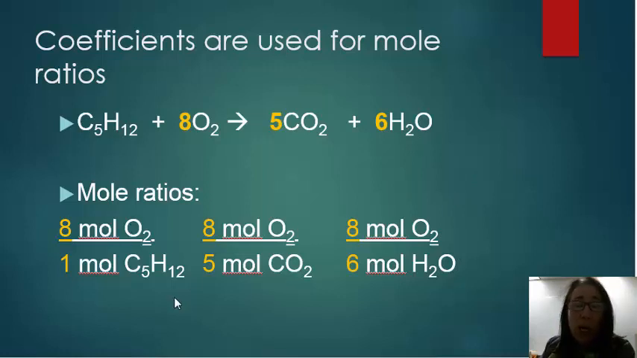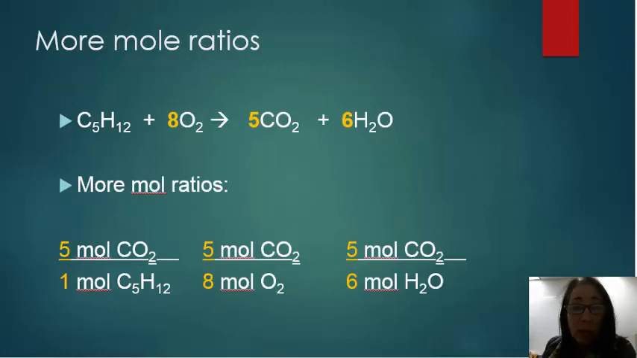We're always just looking at 2 chemicals in a mole ratio. These numbers that I have highlighted here come from the balanced chemical equation, and we always have the word mole in there, as well as the chemical formula. Here's an example of some more mole ratios. Here I have carbon dioxide in the numerator. So 5 moles of carbon dioxide will form when 1 mole of pentane reacts. 5 moles of carbon dioxide will form when 8 moles of oxygen react. And 5 moles of carbon dioxide are formed when 6 moles of water are formed.